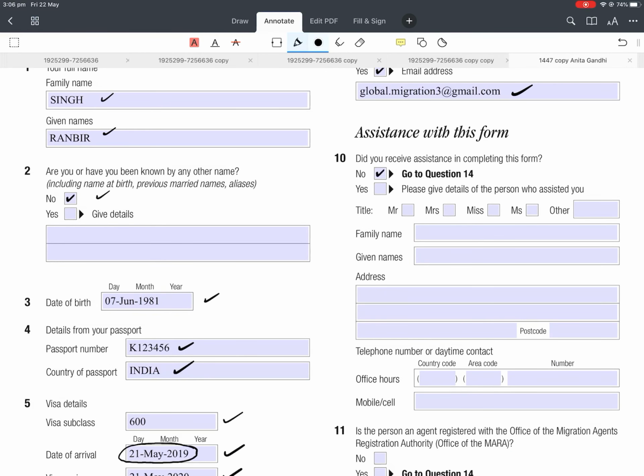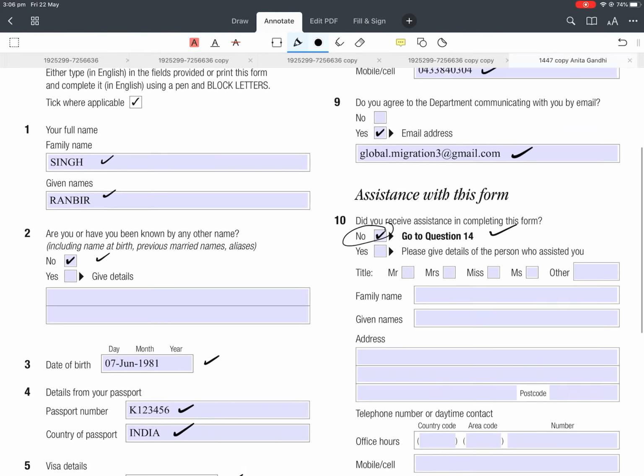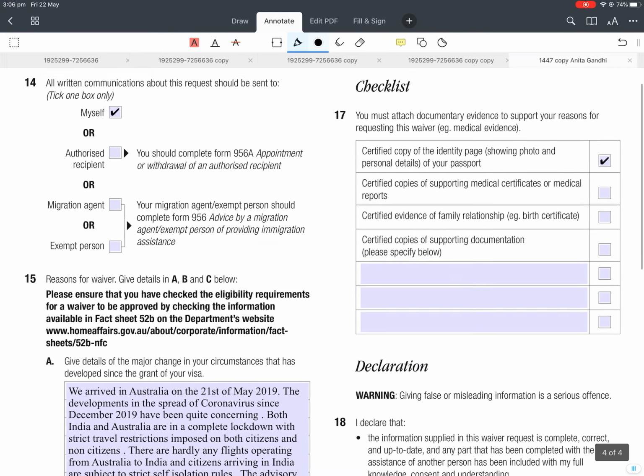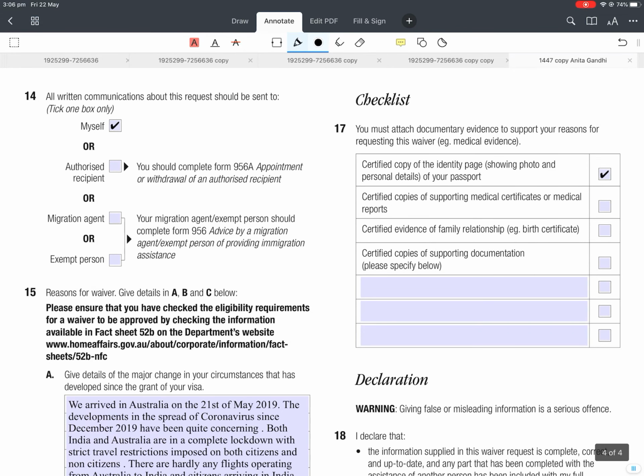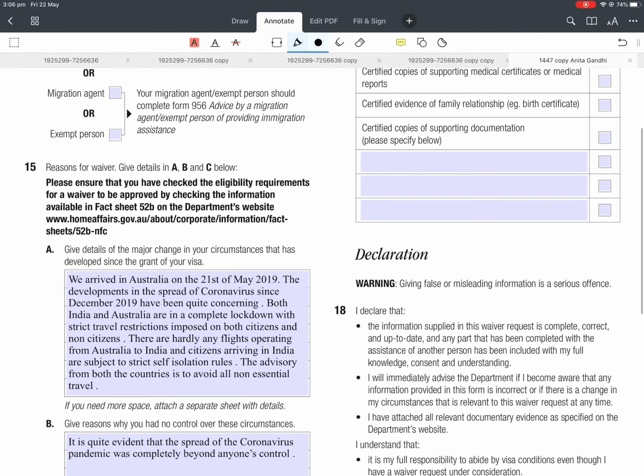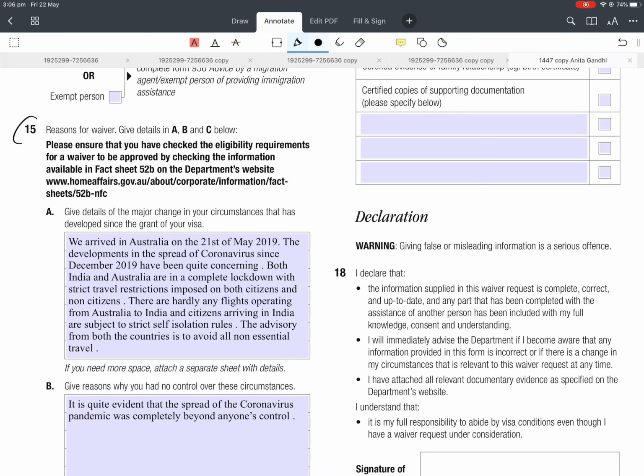If you received any assistance in completing this form, if it's a no, then you can go to question 14 straight away. All written communications about this request should be sent to, obviously, myself. Now comes the important part, number 15, what to write in the reasons for waiver. Look, I've just given an example, which is written here. Feel free, by all means, to copy the wording from here.